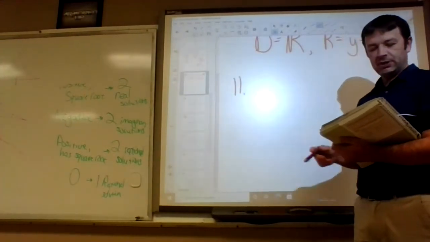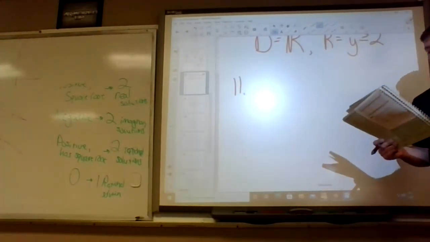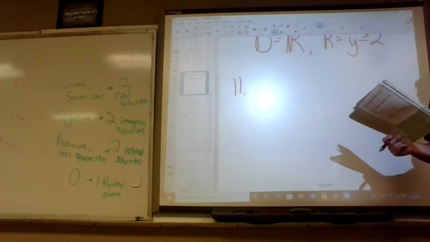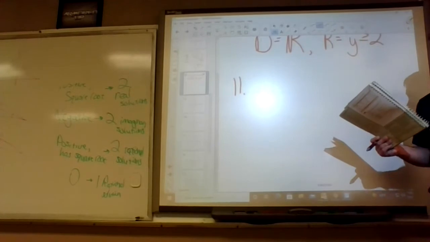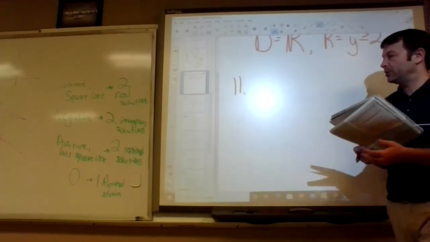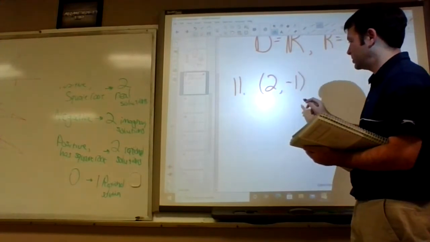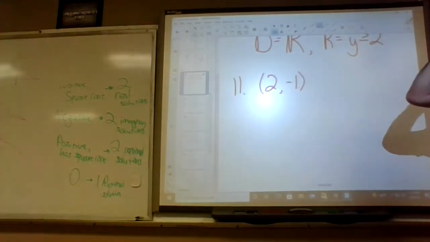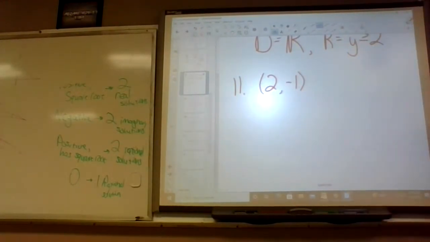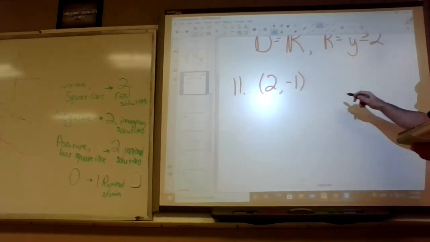Number 11. Okay, for each parabola, state the vertex. What's the vertex on number 11? It's right 2, down 1, right? So it's 2, negative 1. Is that vertex a max point or a min point? Max. A max.